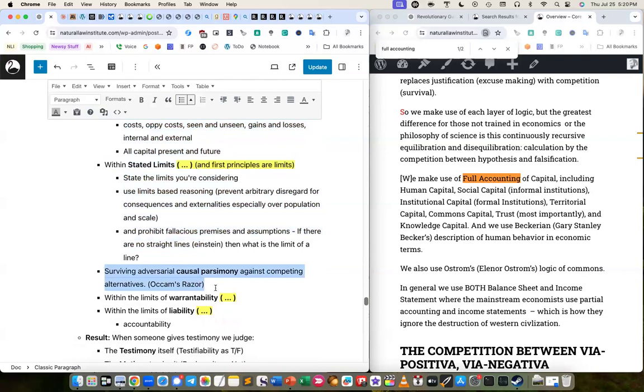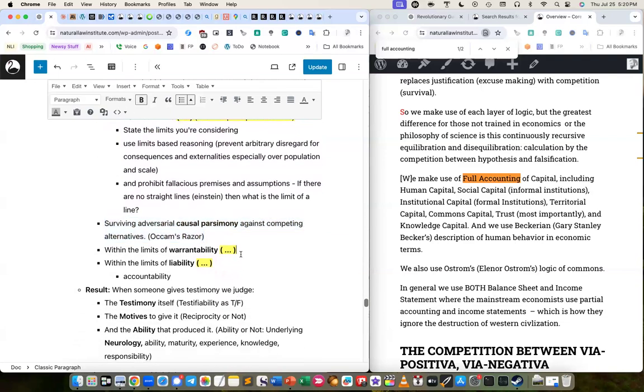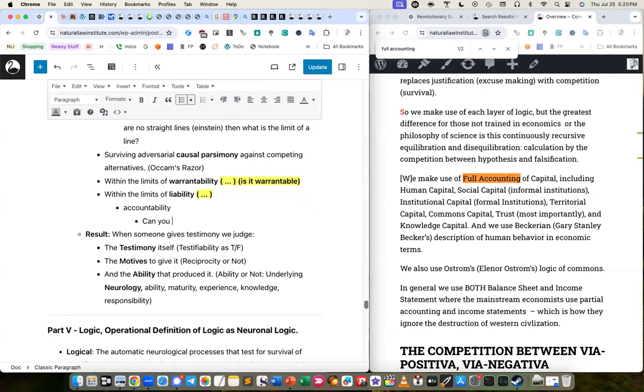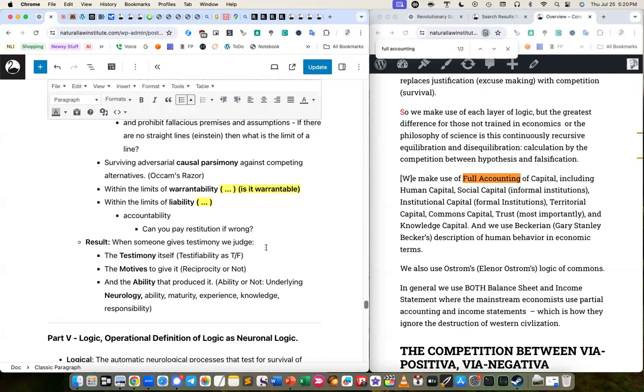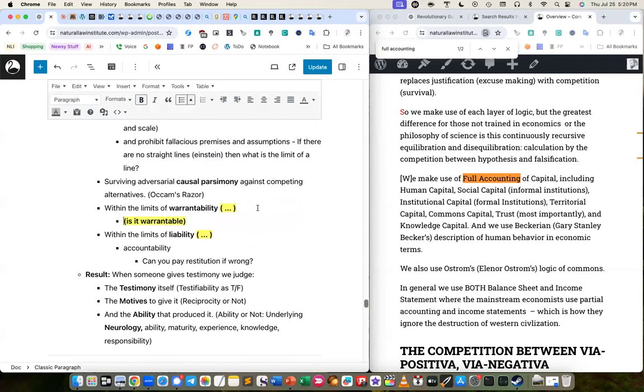Does it survive competition with other theories? Is it warrantable? In other words, can you warrant it? And there's accountability, and there's can you be proven wrong? Right, that's the other question. So we need to define warrantability.